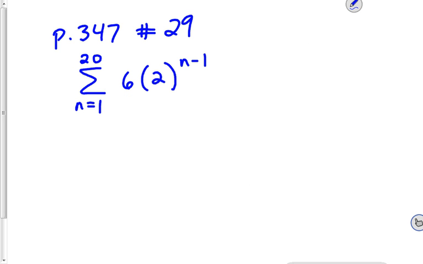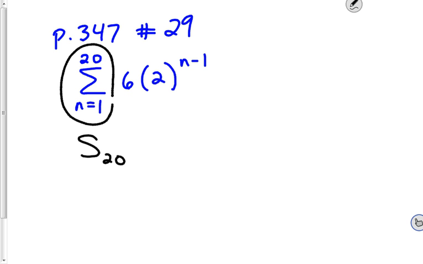Okay, so this is number 29. It's going to work the exact same way as number 28, right? We're being asked to find the sum of the first 20 terms. That's what this means right here. We know a sub 1 is 6 and r is 2 because we can read an explicit formula of a geometric sequence.